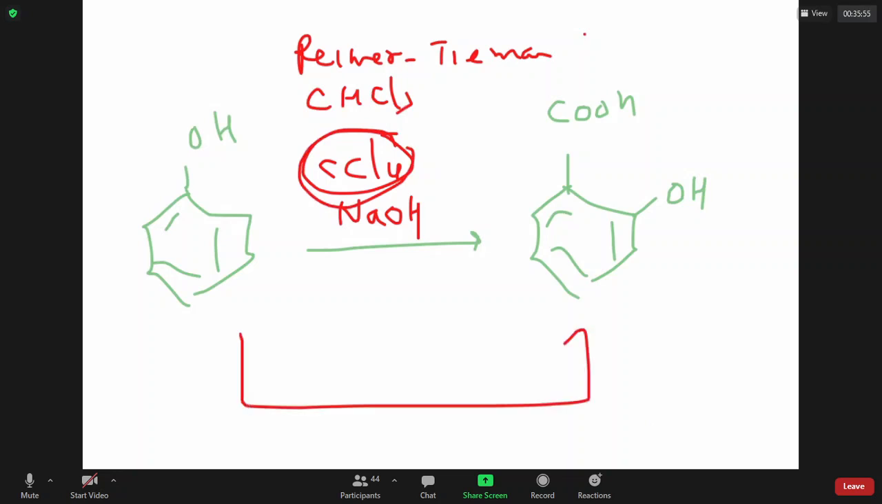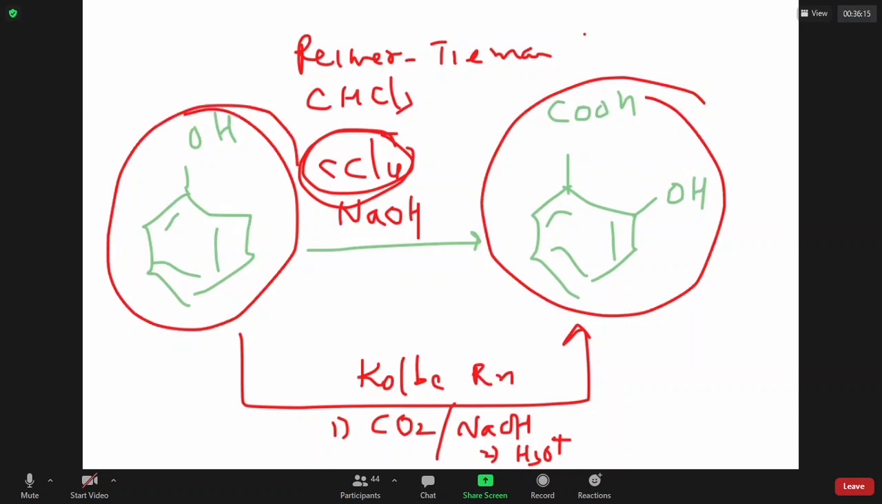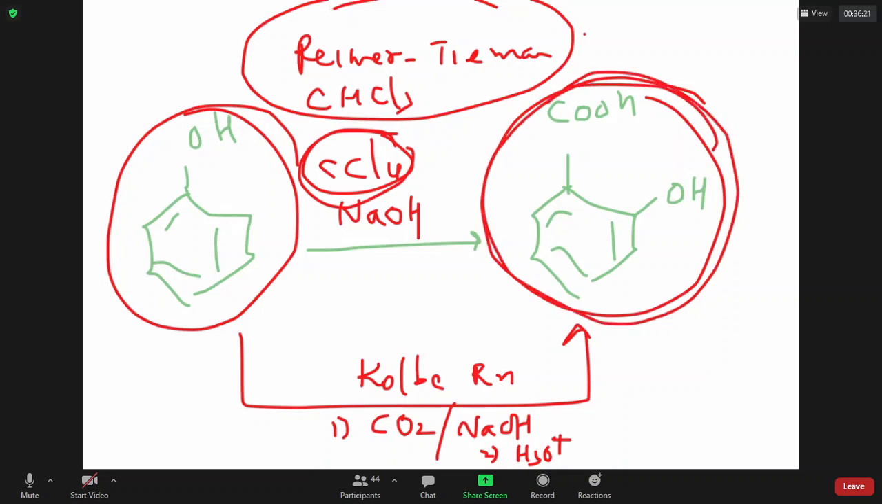The other way is Kolb reaction. In Kolb reaction, you are using carbon dioxide and NaOH under high pressure. After carbon dioxide and NaOH, you treat with acidified water. So one can make salicylic acid starting with phenol, either using Kolb reaction or by using the Reimer-Tiemann type of reaction. Salicylic acid is a very, very important compound which is present in Jalim lotion.